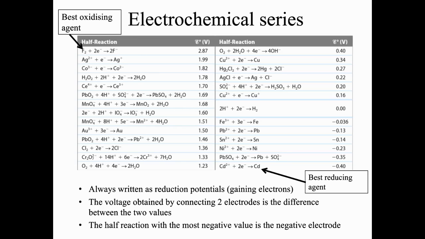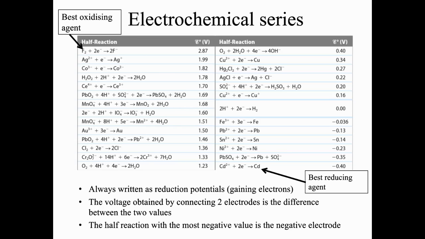So they're always written as reduction potentials, so they're gaining electrons. So because they're written with the electrons on the left-hand side, anything on the left-hand side of the arrow is going to be an oxidizing agent because it's taking electrons and it's taking those electrons from something else. So it's causing a loss of electrons from something else. So anything on the left-hand side of any of these arrows is an oxidizing agent. And anything on the right-hand side, if we reversed it, would be a reducing agent. Because if you reverse that reaction, it's giving up the electrons. So it's causing something else to gain electrons. So it's going to be a reducing agent.